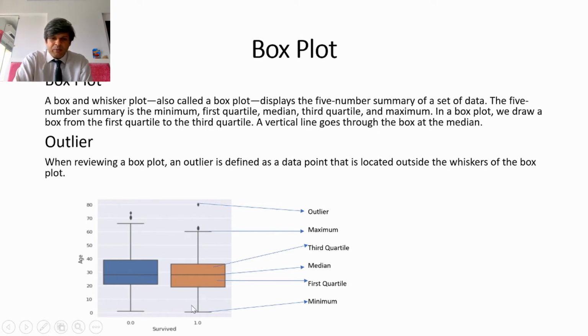So how we do the box plot is, the first bottom line is the minimum. This section is the first quartile. This line is the median. This is the third quartile. And this line is the maximum. And what are these dots?